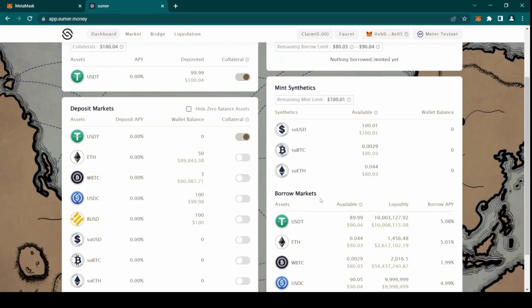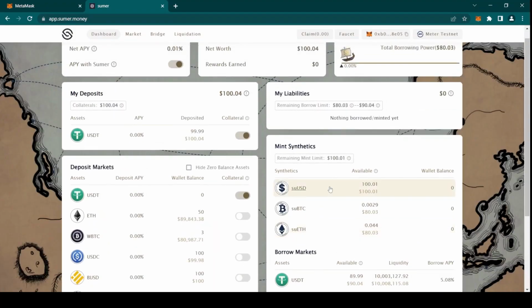On the Mint Synthetics tab, you can notice the homogeneous SUUSD mint rate of 99.7%, whereas the heterogeneous asset mint rate for SUETH and SUBTC is at a collateral ratio of 80%. We'll go ahead and mint the maximum allowable SUUSD.